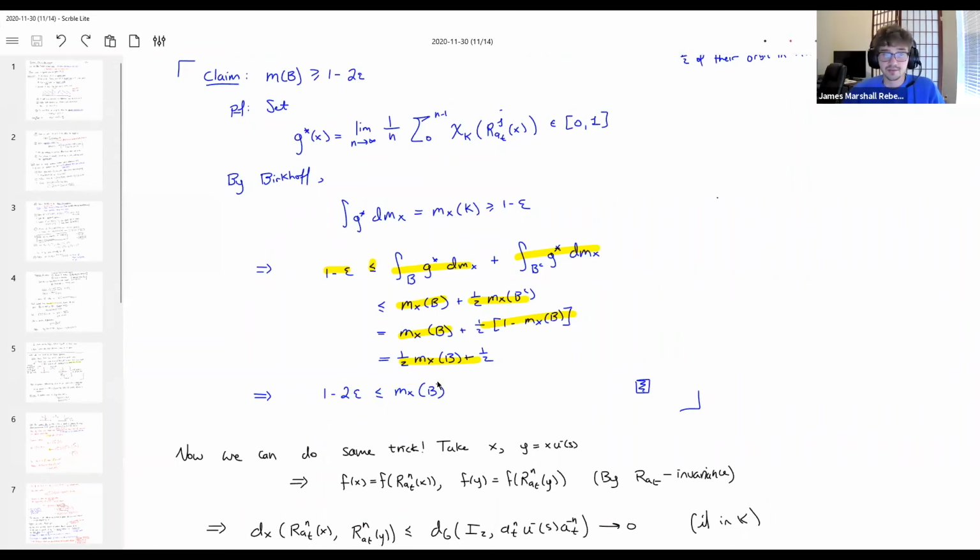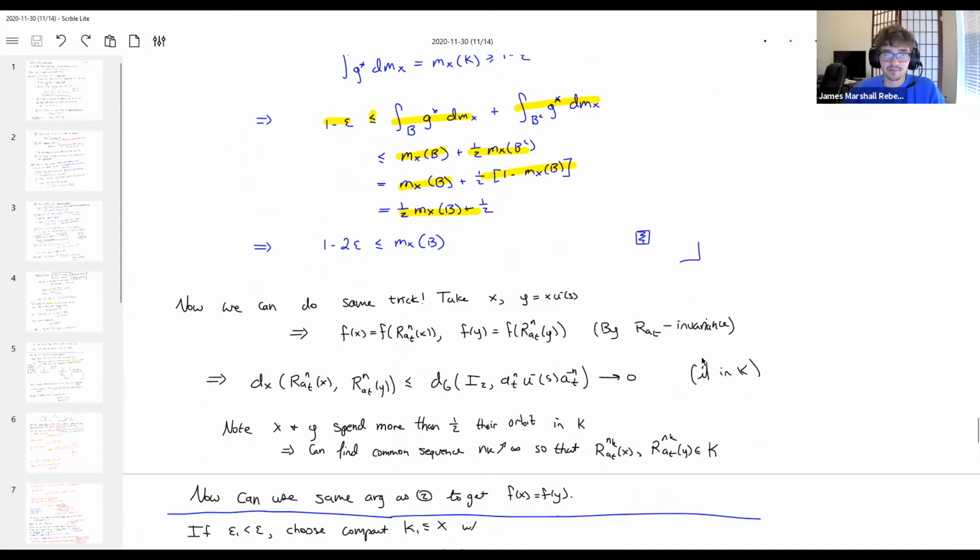And now we can do the same trick, taking x and y, which are inside of B. Then we get that this is the case. And now we know that they spend half of their orbit, or more than half of their orbit, in K, so we can find a mutual subsequence so that they're both going to be in K along the subsequence. And then we can invoke the exact same argument with the uniform continuity thing. And that tells us that it will be invariant on this B, which is almost everywhere.